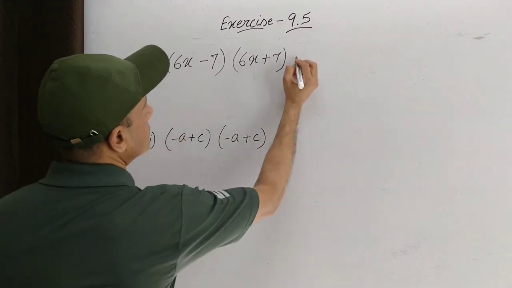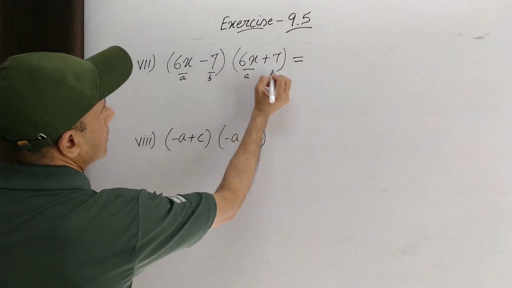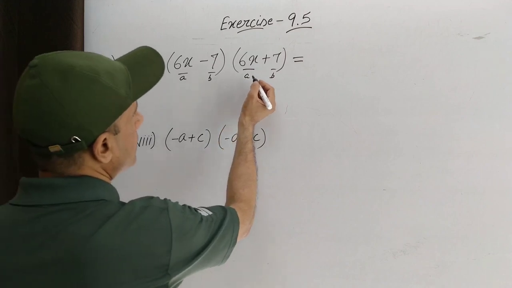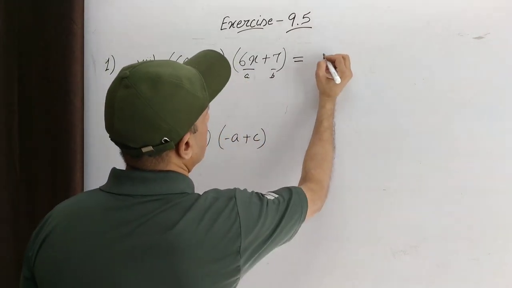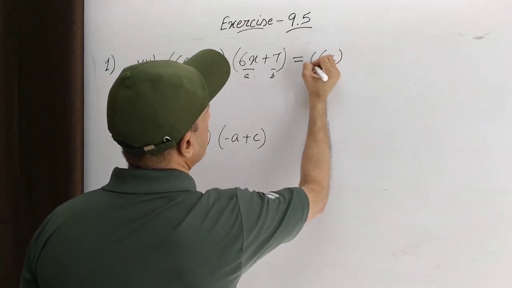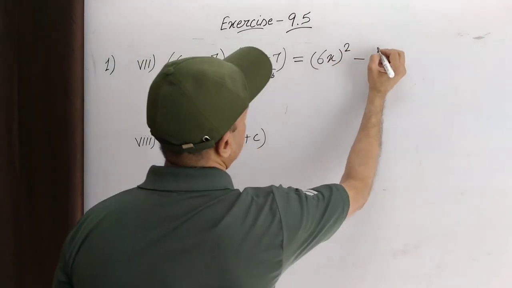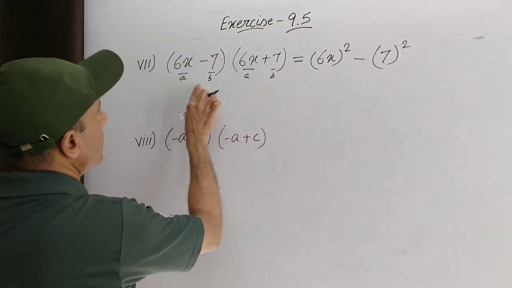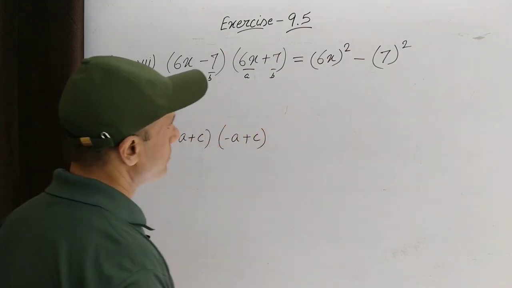So in this question, this is a and this is b. Again, this is a and this is b. So we have a minus b into a plus b. So you straight away write this as 6x is a, so square of a minus square of b, that is 7 square. A minus b into a plus b is equal to a square minus b square.